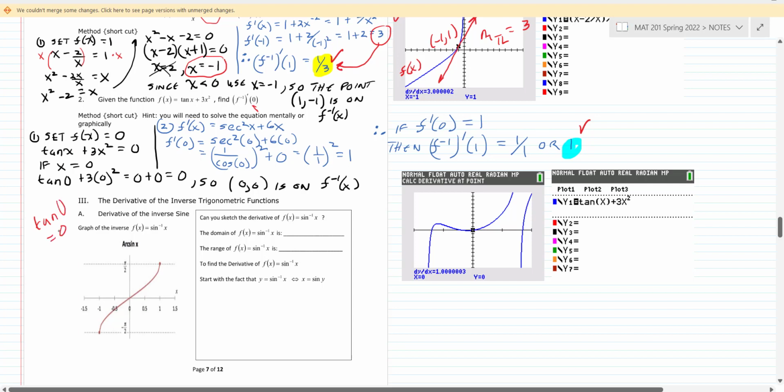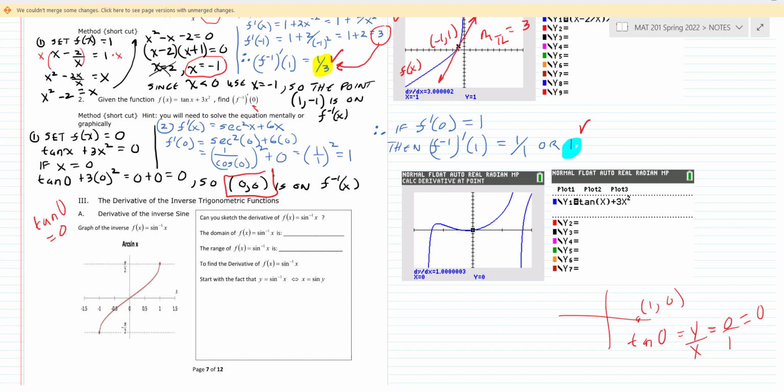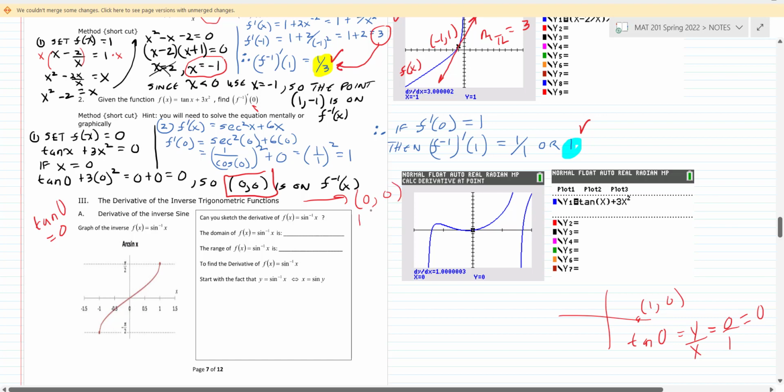On the unit circle, at 0 you have the point 1, 0. The tangent of 0 radians is y over x, so it's 0 over 1, which is 0. And you can just tell that that's right. If x is 0, then it works out: tangent 0 plus 3 times 0 squared is 0. So that means the point 0, 0 is on the graph of the inverse. And then if we turn that around, just flipping it around, 0, 0 is also on the graph of the function.